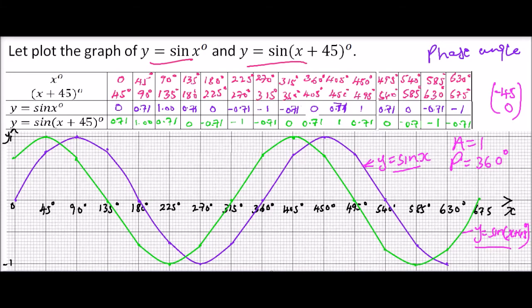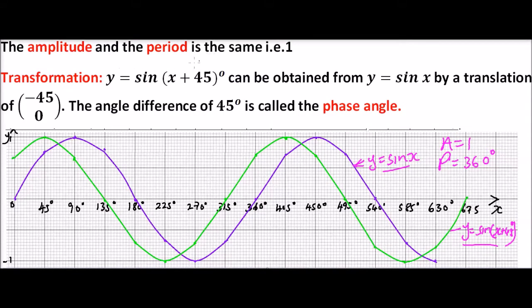So we can conclude by saying that the amplitude and the period are the same, i.e. 1 and 360 degrees. The function y = sin (x + 45) can be obtained from y = sin x by a translation vector of minus 45, 0. The angle difference of 45 is referred to as the phase angle. So that is how you do that, and that brings us to the conclusion.